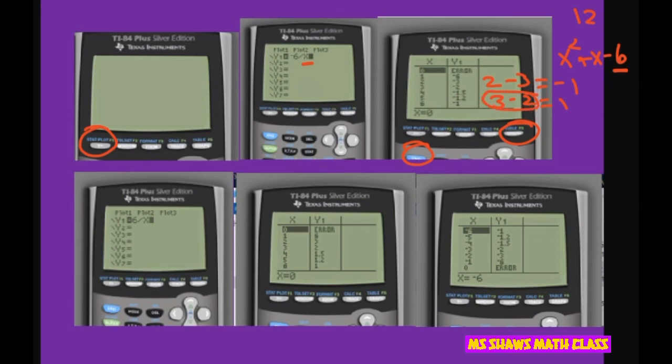There's a little trick there. You're going to get an error when you divide by 0. So that's just a little extra there.